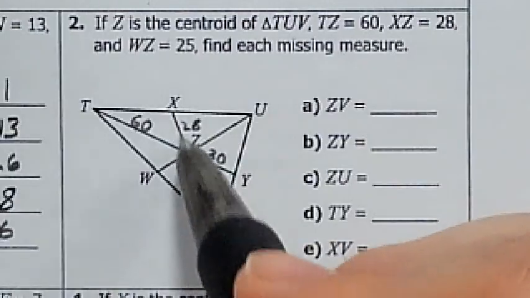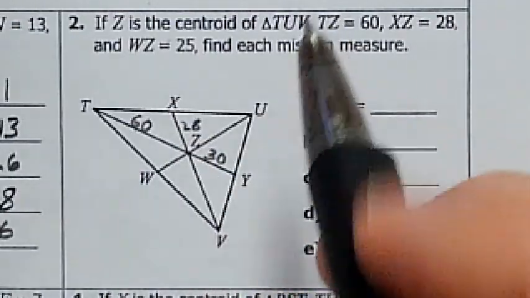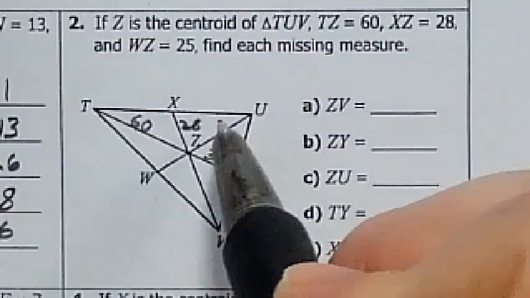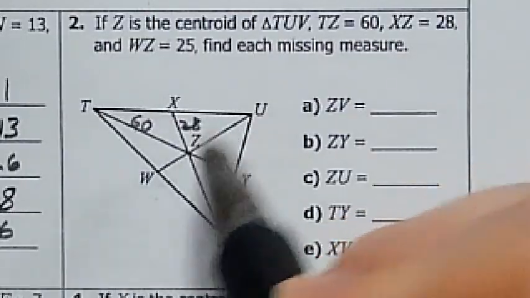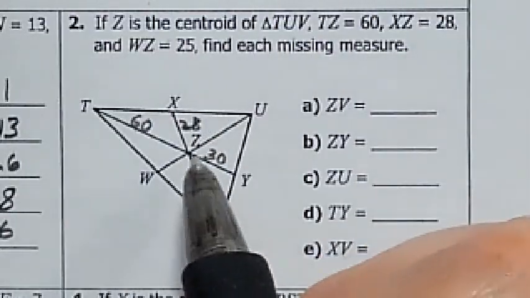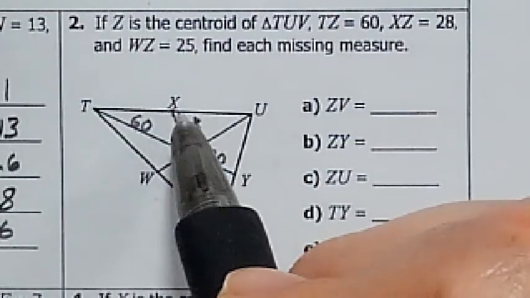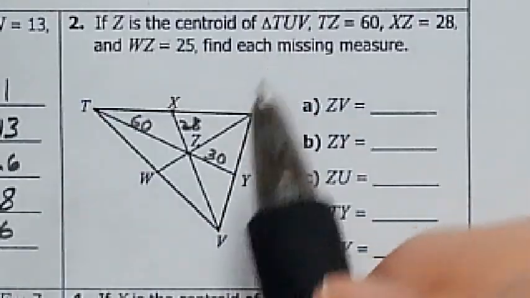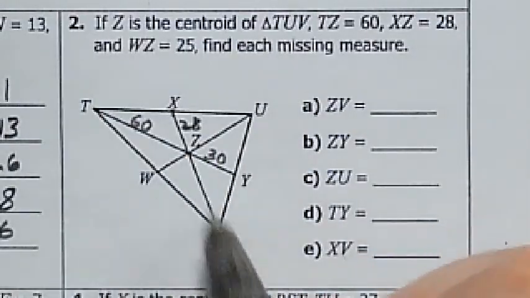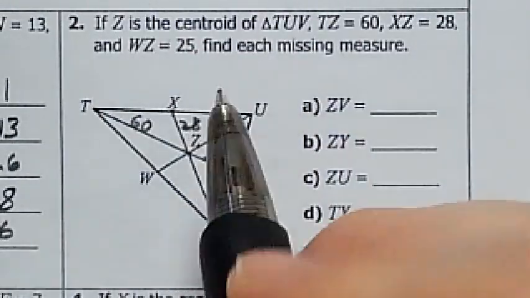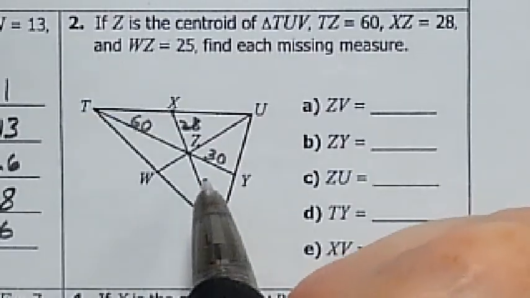Definitely the short side. The side that goes from the centroid to the midpoint, that's the short side. The side that goes from the centroid to the vertex, that's the long side. So that's 28. What's 2 times 28? Okay, and then finally it says WZ is 25.